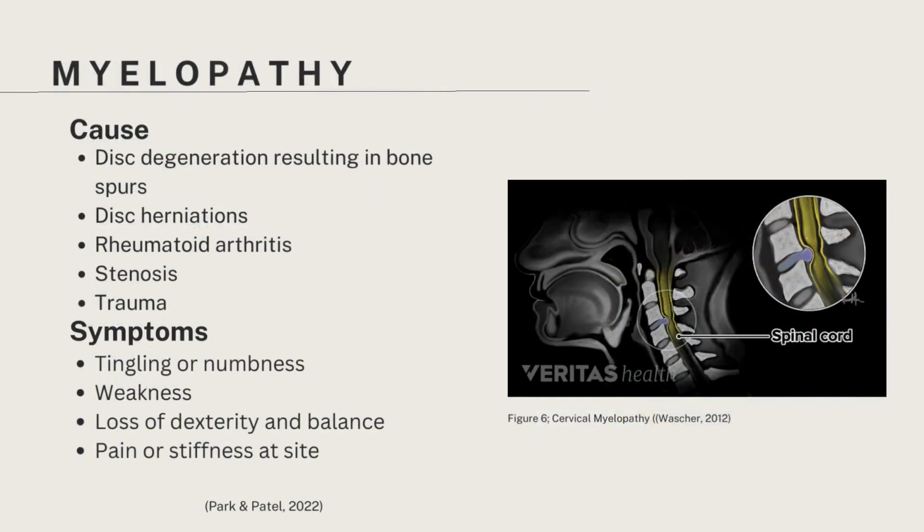The last condition we're going to look at is myelopathy. This occurs when there's cord compression from bone spurs, disc herniations, rheumatoid arthritis, stenosis, or trauma. Symptoms include tingling or numbness, weakness, loss of dexterity, balance and gait issues, and pain or stiffness at the site. Myelopathy is considered an emergent condition which must be treated with surgery.